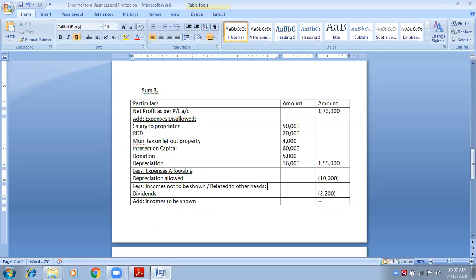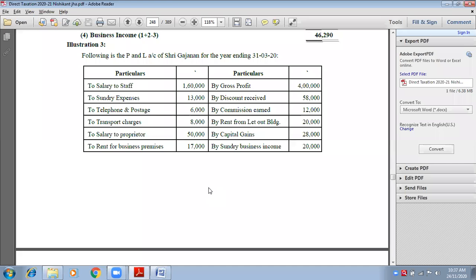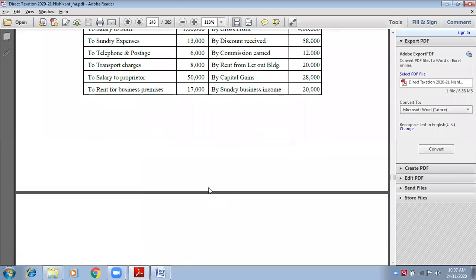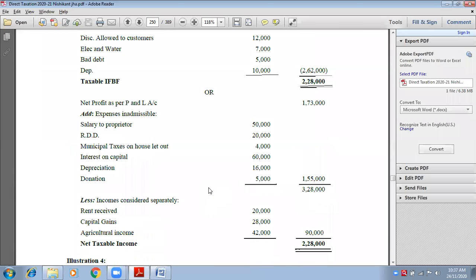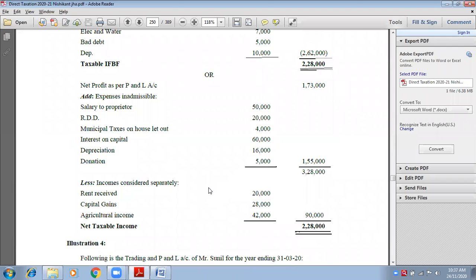Incomes related to other heads, or income not to be shown. Okay. So income related to other heads means not related to business. We need to disallow those incomes. Okay.